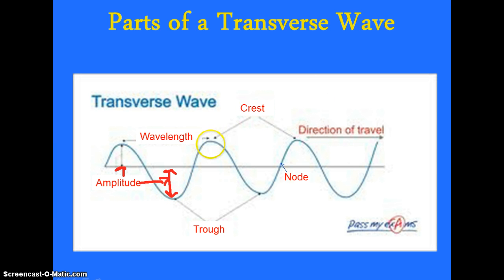Your crest, the top of the wave. Trough, the bottom of the wave. Wavelength, in this case, is from crest to crest. The node is where the wave crosses the nodal line. This is called the nodal line. This point, which isn't on this graph, would be an antinode, where they do not cross. You will have to label all these parts on quizzes and your tests, so be familiar with them.